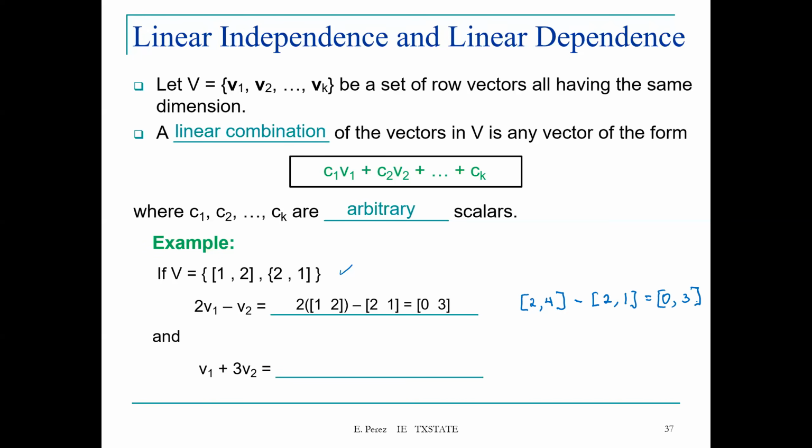And if we do the same thing here for V1 plus 3 V2, we get 1, 2 plus 3 times 2, which is 6. And 3 times 1 is 3. So if we do the summation for that, we get the following: 1, 2 plus 6, 3, that's equal to 7, 5.